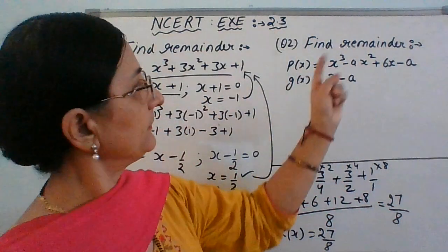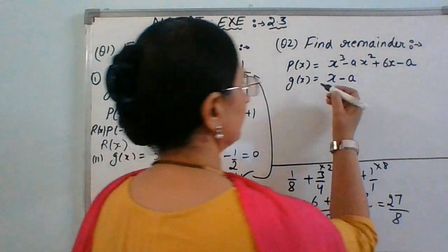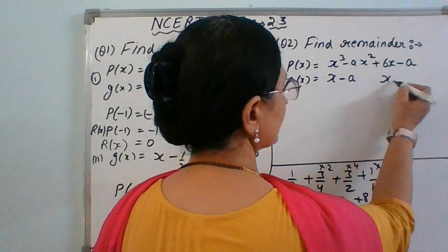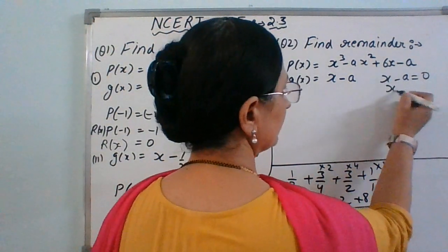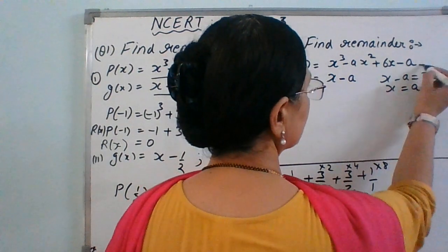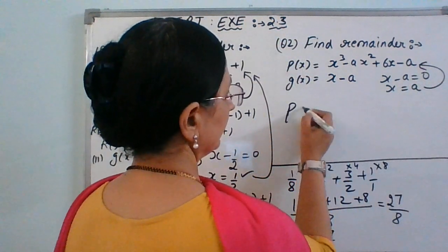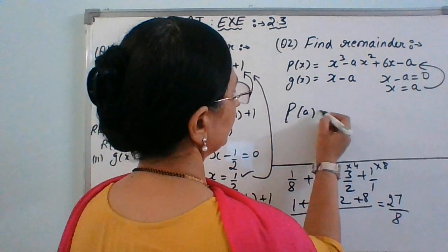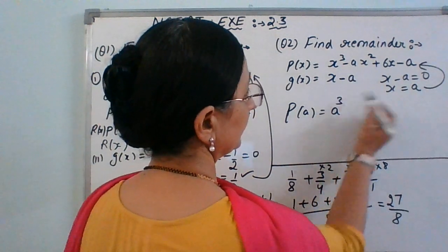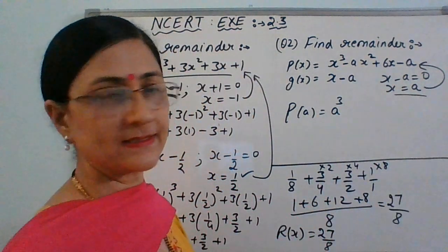Same question, find the remainder here also. So what we know is what to do. g(x) is this, equate to 0. x will be equal to a. Substituting this value here, we get p(a). Here in place of x you have to put a because we have found the value x equals a, right?